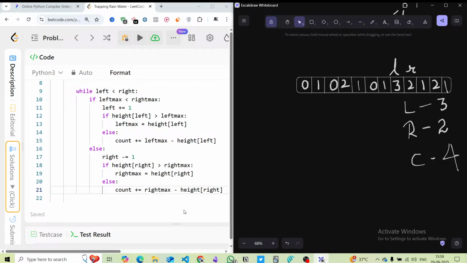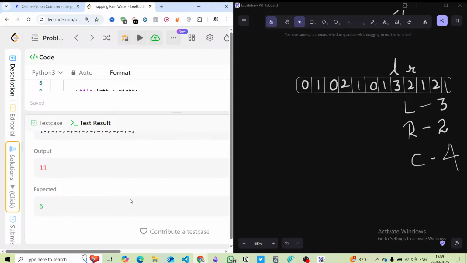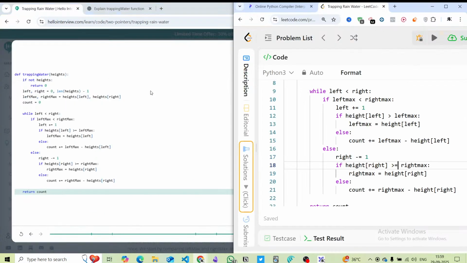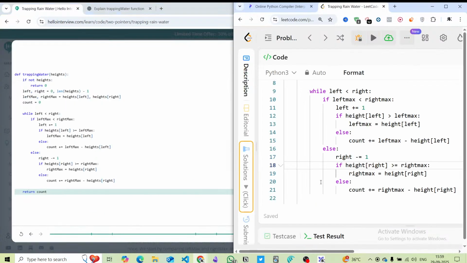What is the answer? Is 6, right? So I think what we need to do is if greater than or equal to. Okay, so this is the problem we had. I didn't mention this greater than or equal to. I think it will work now.